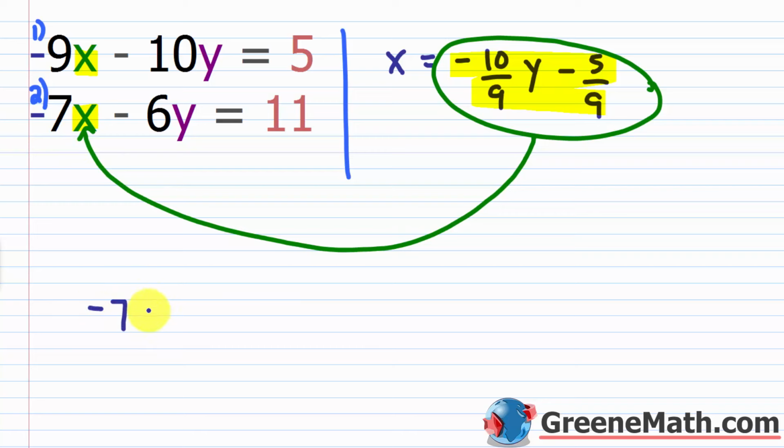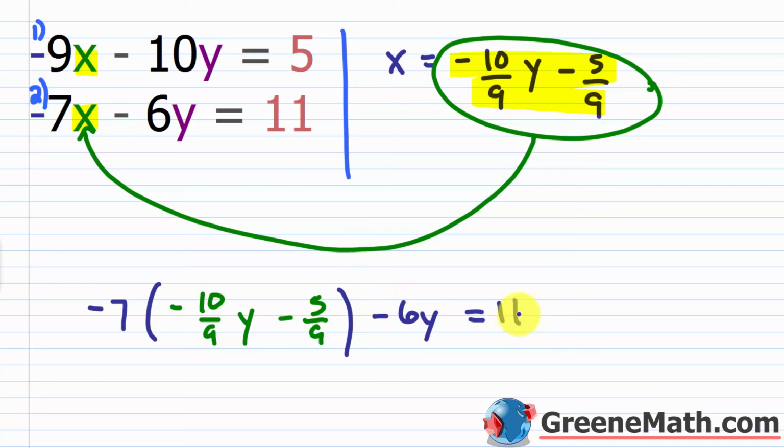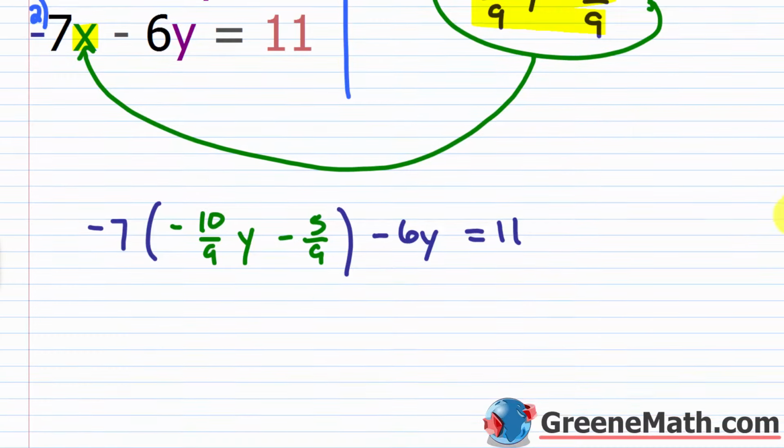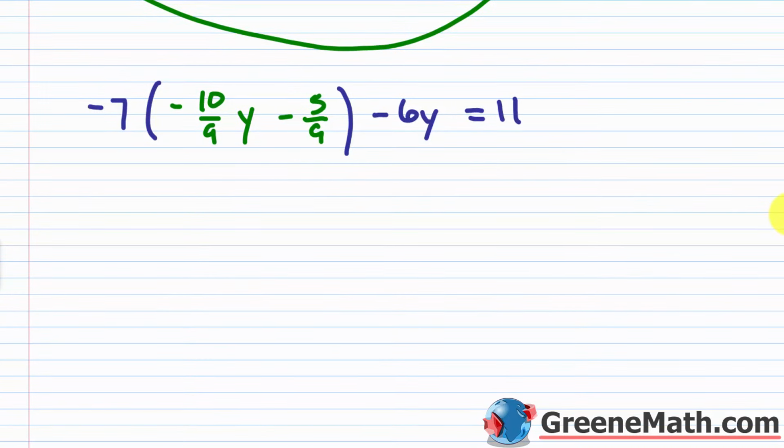So I'm going to have negative 7 times, again, the quantity. You need parentheses because negative 7 is multiplying this whole thing. So let me do this in a different color. So you have negative 10 ninths times y, and then minus 5 ninths. And let me go back to this color. And then we'll have our minus 6y, and then we'll have that it equals 11. So notice that I only have a y involved. There's no x. So that's why this method works. It breaks it down into a linear equation in one variable that you can solve, then you can go back and substitute and get the other value that you're looking for.